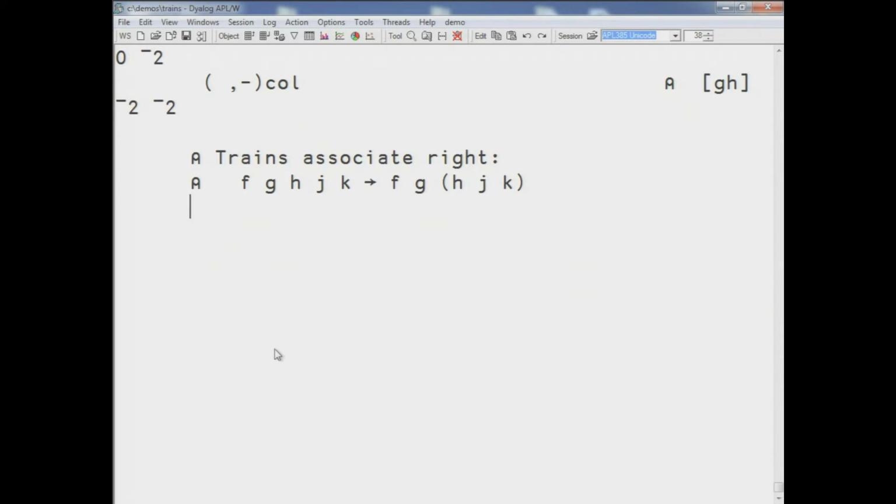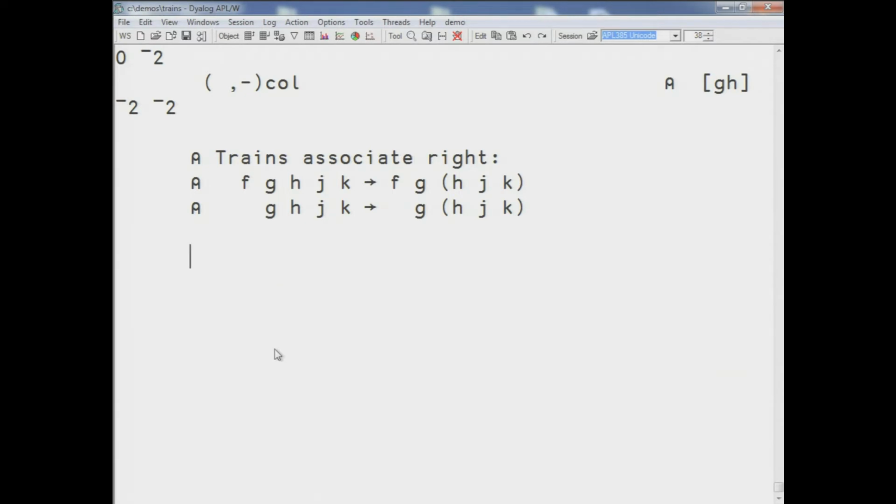If I have an odd number of functions in a row, then I wind up with a 3-train of 3-train and a 3-train of 3-train. If I have an even number, then it takes 3s and 3s and 3s until it's got 1 left. So the final thing is a 2-train. I'll show you an example of that. So that's a case where I had an even number.